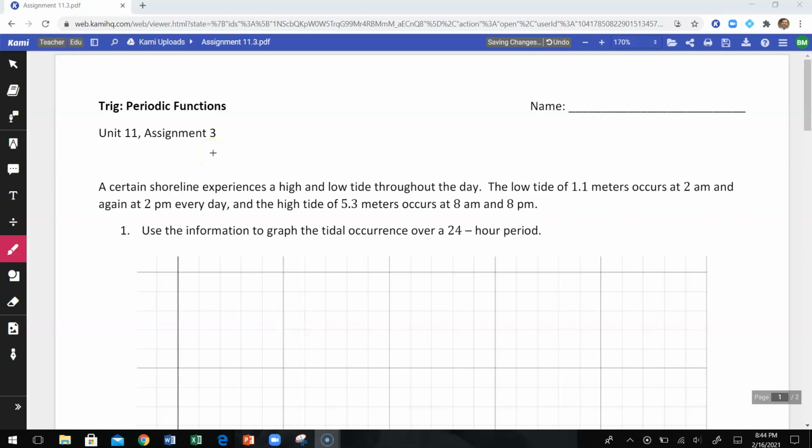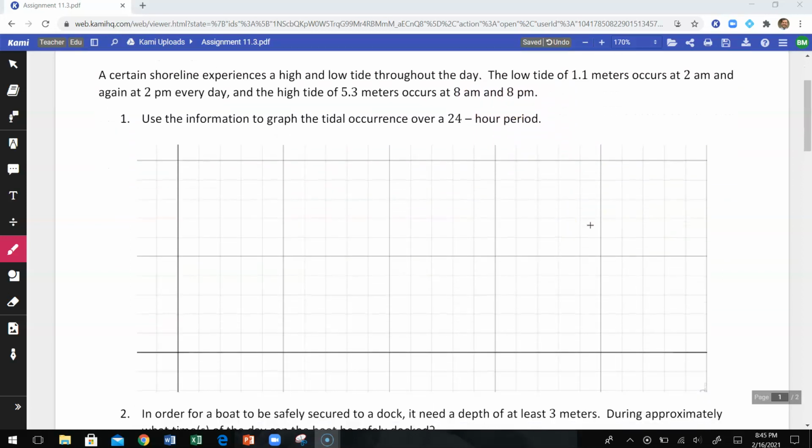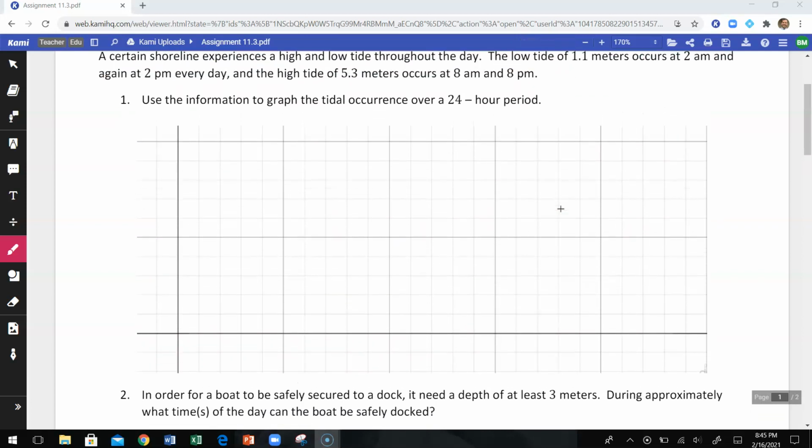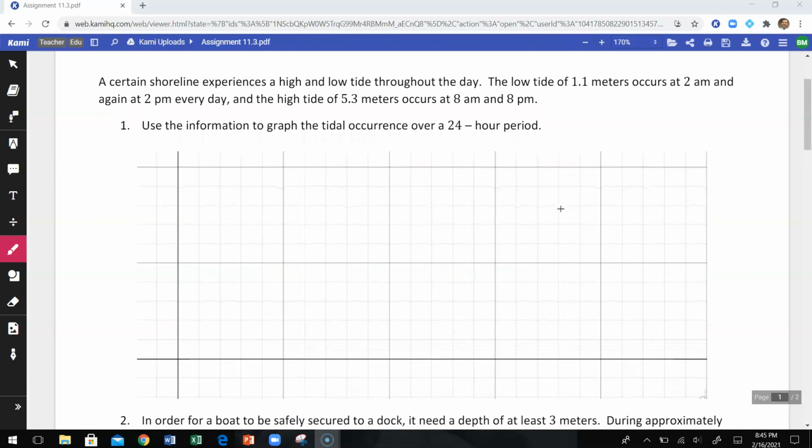Alright, in this video we are going to look at how we can use some periodic functions to model different situations. In this specific example we have a shoreline experiencing high tide and low tide throughout the day. The low tide is 1.1 meters and that occurs at 2 a.m. and at 2 p.m. every day. And the high tide is 5.3 meters and that occurs at 8 a.m. and 8 p.m. So the first thing we want to do is graph this tidal occurrence over a 24-hour period, so over one day. And then we're going to answer some questions about it and come up with the actual equation that would model this situation.